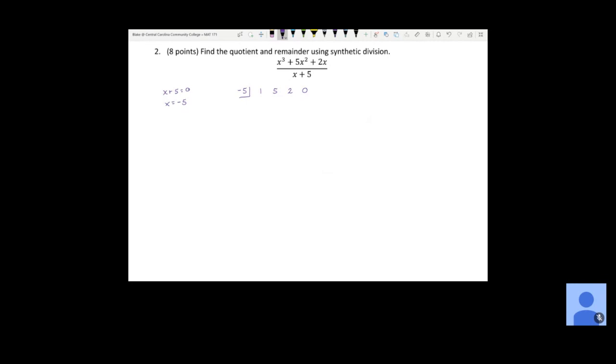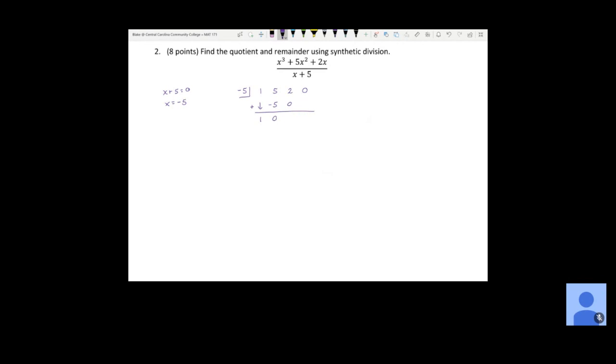All right, so now we're going to bring down that first term, and then we're going to multiply. Okay, so what's 1 times negative 5? It's going to give us negative 5. Remember, at that point, we add 5 plus -5 would give us what? That's going to be 0. Good. 0 times -5 is 0.